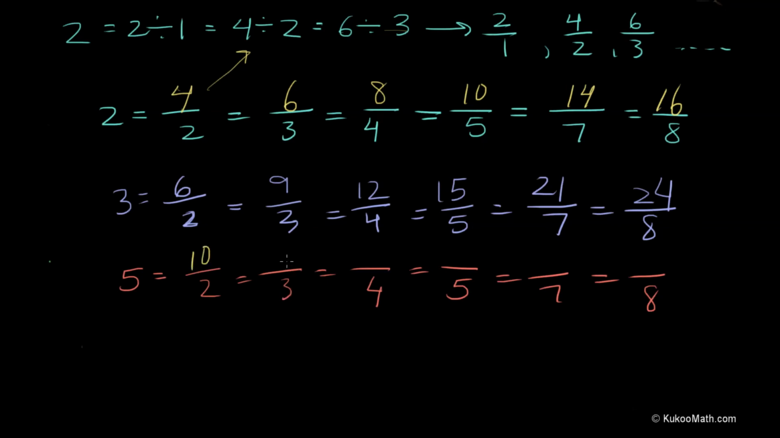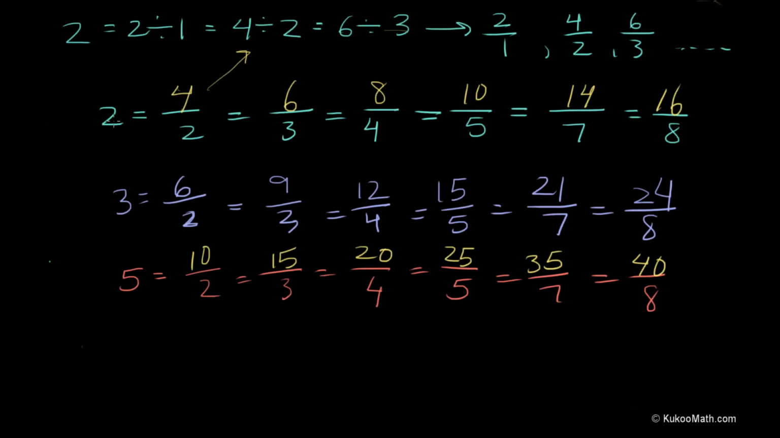Here, 3 times 5 is 15. 4 times 5 is 20. 5 times 5 is 25. 7 times 5 is 35. 8 times 5 is 40. And these fractions are all equal to each other. They just have different ratios. But once you divide it out by translating into a division problem, it looks like the same thing.